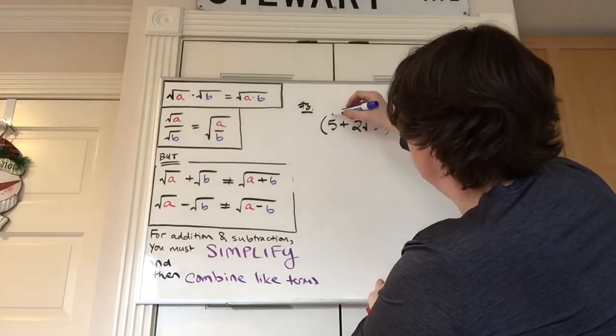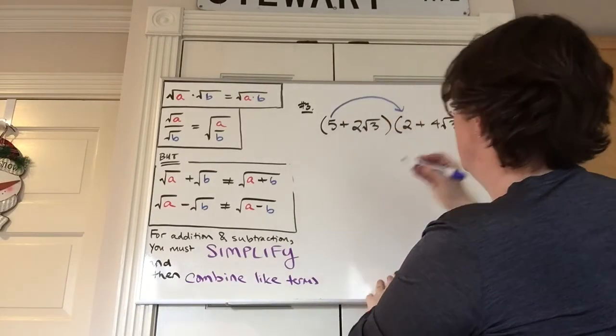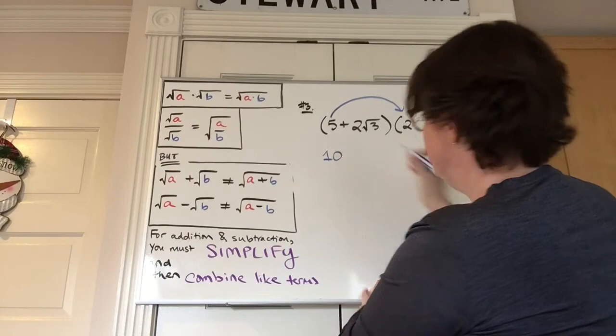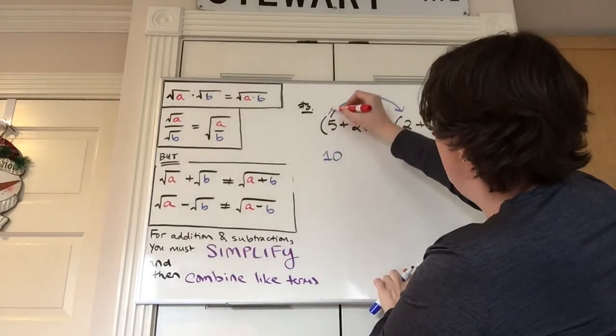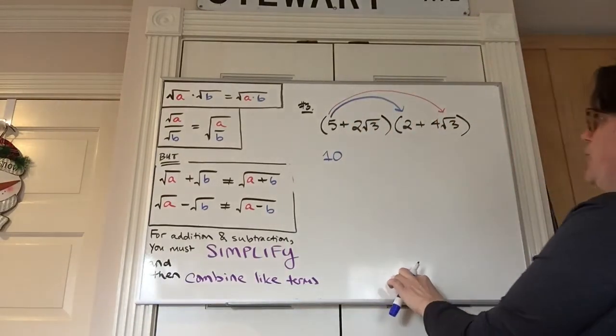So I'm going to start here. I just have regular 5 times regular 2. That just makes regular 10. Okay, so now for my outer terms, I have 5 times 4 root 3.